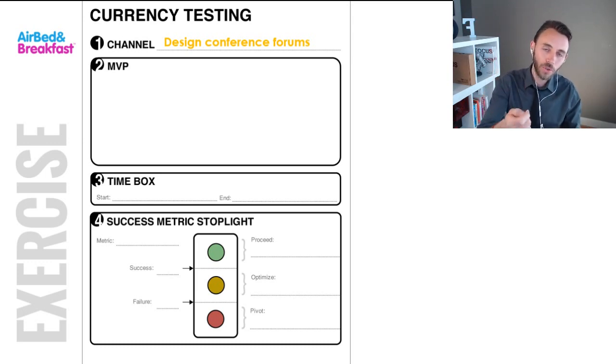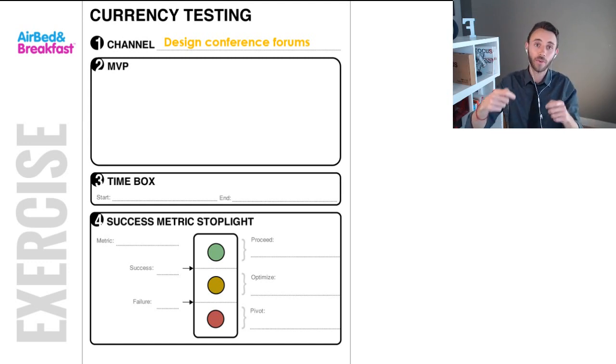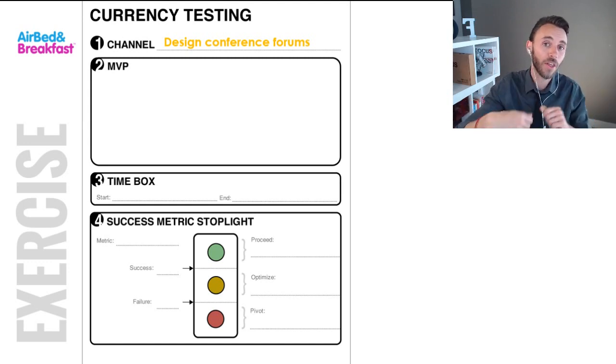And the way that your students are going to figure out their channel is by talking to their customers and asking them, where are you looking for solutions to this problem right now? And so when your students ask their customers where they're already looking for solutions, they will discover where they should go and promote their potential solution.